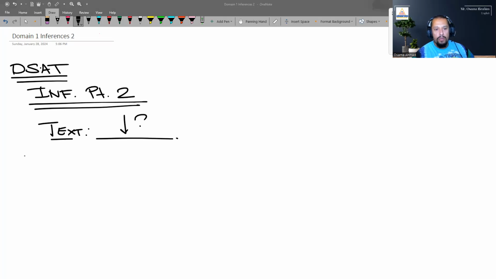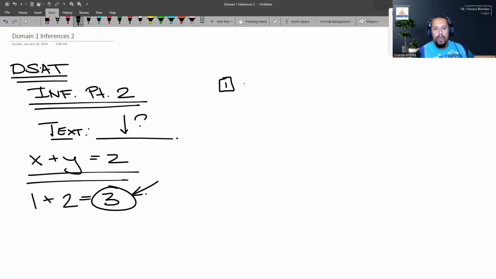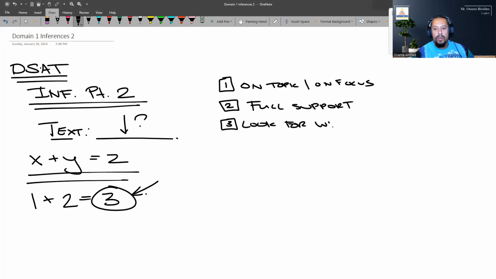Now, we said we want to follow the format x plus y equals z. So idea number 1 plus idea number 2 will give us our idea number 3, the logical conclusion. Remember a few rules. Number 1, your answer must be on topic, and your answer must be on focus. Number 2, make sure your answer has full support, not half support, full support. Number 3, look for wrong answers. Any reason why an answer is incorrect is good enough.